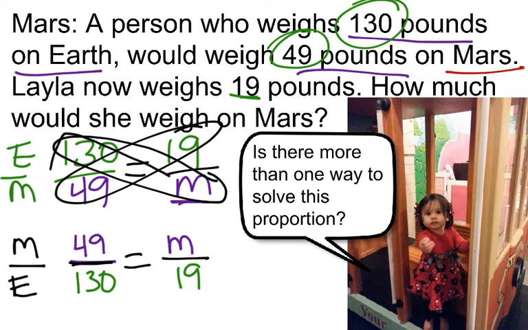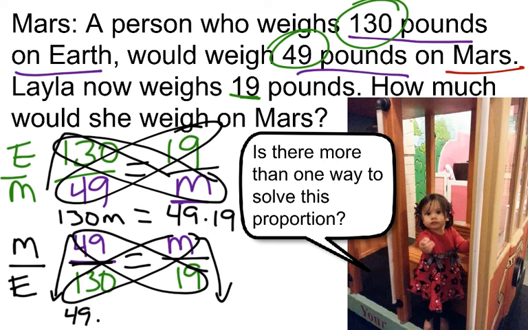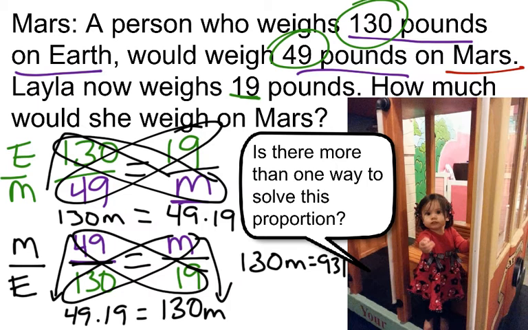In my first case, the lazy way, we would get 130 M equals 49 times 19. And in the second case, again bringing them straight down once we go across, we would have 49 times 19, or 19 times 49, equals 130 times M. So in both scenarios, the algebra equation that we end up with is 130 times what number equals 931, because when you multiply 49 times 19, you get 931. I'm not even going to solve this problem just yet.